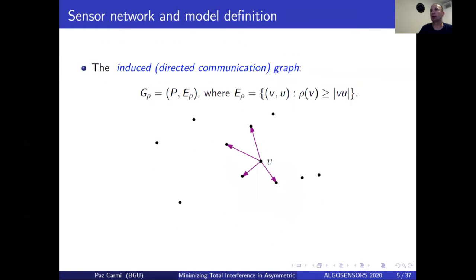The induced directed communication graph, G rho, for the set of sensors P, has a set of edges E rho, where E rho is all the edges V to U, such that the range that is assigned to V is bigger or equal to the distance between V and U. So here is an example of an induced directed communication graph.